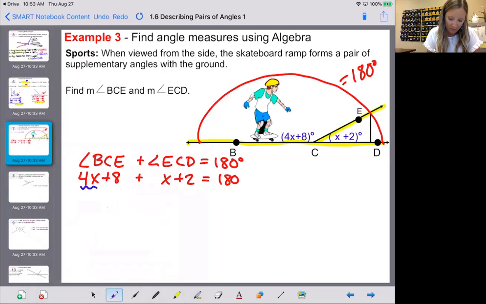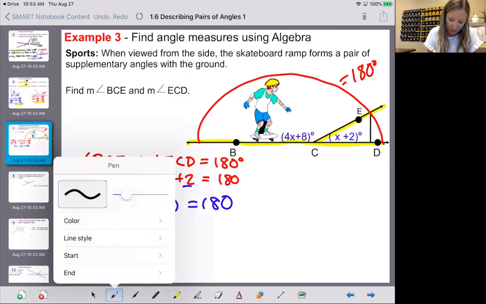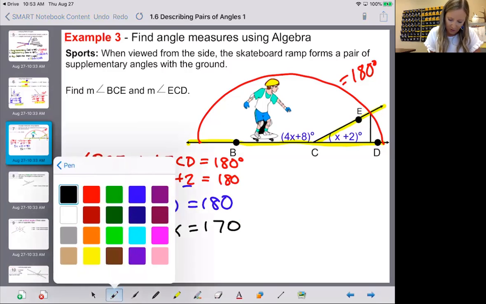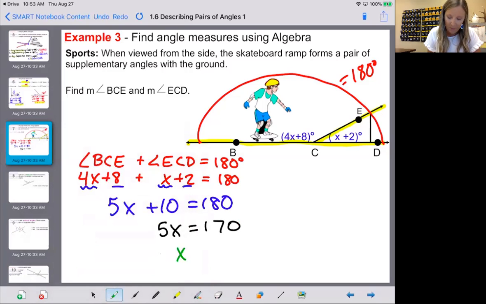All right, next, you guys know how to finish this out. We're going to combine like terms together. 4x and x is 5x. 8 and 2 is 10. We're going to subtract that 10 to the other side of our equation. If we subtract 10, we have 170. And then lastly, you guys know the drill here. We're going to divide by 5. Now grab your calculator, right? So if you don't know, don't do it in your head. You're going to do 170 divided by 5, which of course gives us 34.